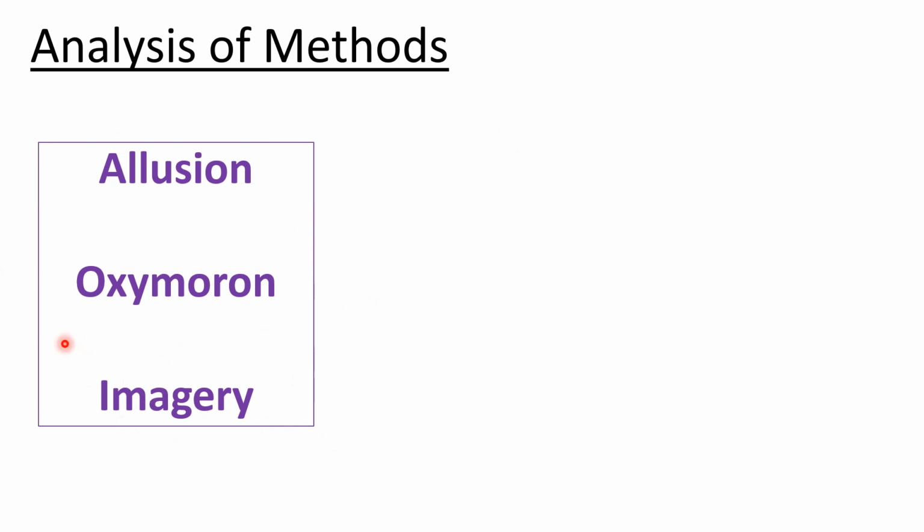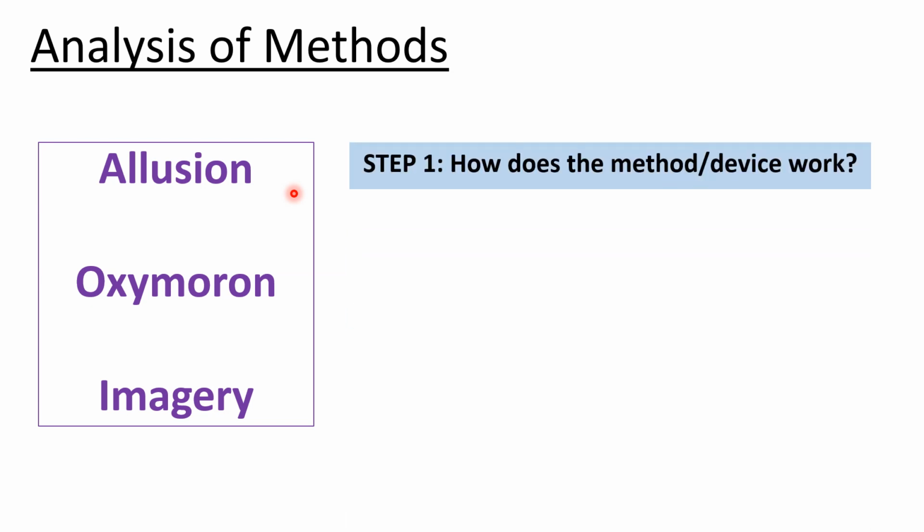There is a way that we can analyse these in a paragraph to make it very, very clear and thorough. So step 1, how does the method or device work? For example, if it is a metaphor, you know that a metaphor is a comparison between 2 things, and you need to explain that.